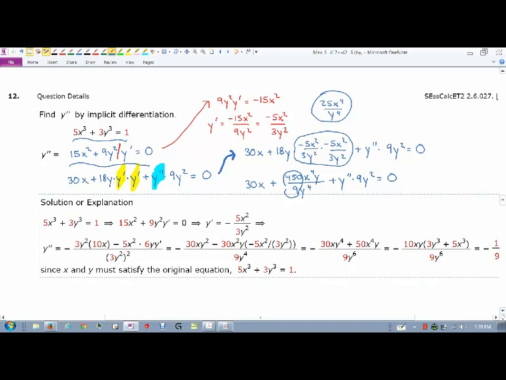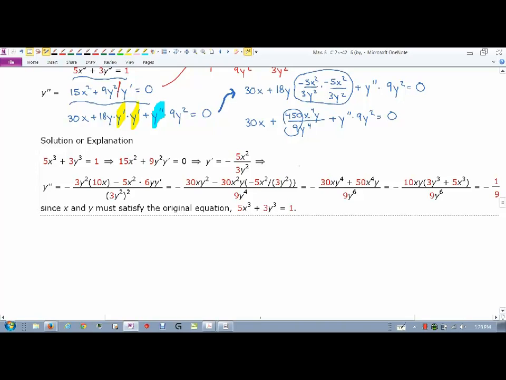So let me move down a little bit here. I've got 30x plus 50. On top I still have x to the 4th, and on the bottom I have a y cubed. So what I did is I just canceled out one y there and one y there, and that left me with y cubed. And then plus y double prime times 9y squared equals 0.